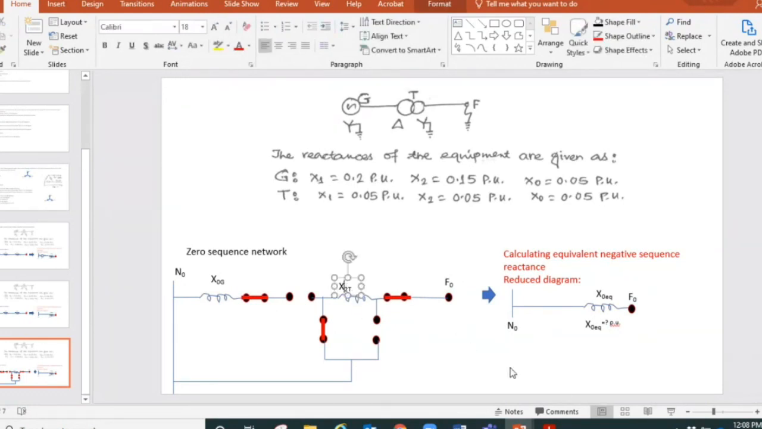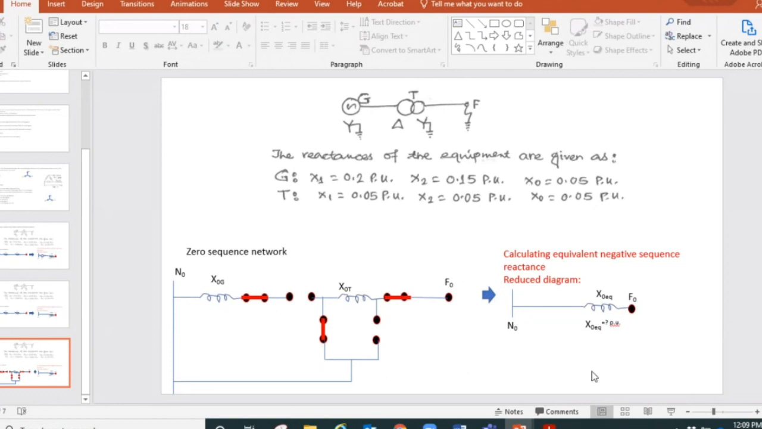And also this has to be X0T, not X2T. Everything has to be corresponding to the sequence 0, 2, 1. Sorry, because I copied and pasted. That's the biggest problem when we copy and paste. So what is the reactance now in between N0 and F0, the equivalent? Anyone?